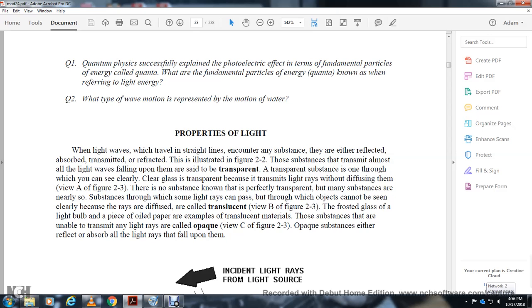No substance is known to be perfectly transparent, but many substances are nearly so. Substances through which some light rays can pass, but the object cannot be seen clearly because the light is diffused, are called translucent, as in figure 2-3b. A frosted glass light bulb and a piece of oil paper are examples of translucent materials. Substances that are unable to transmit any light rays are called opaque, as in figure 2-3c. Opaque substances reflect or absorb all the light rays that fall upon them.